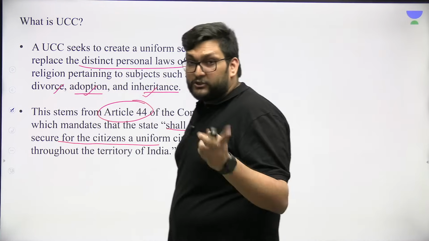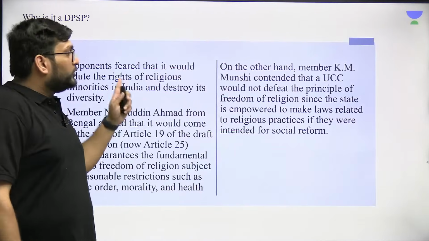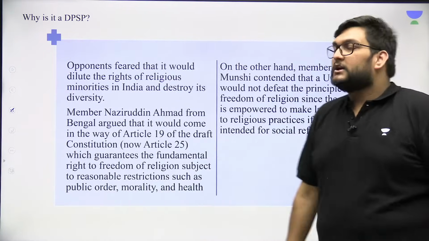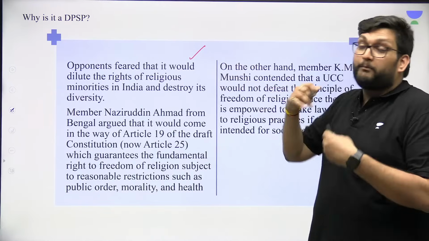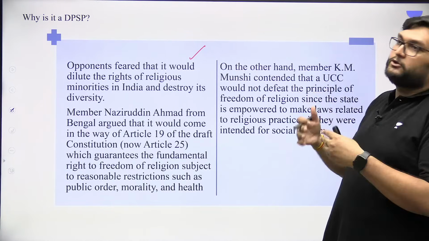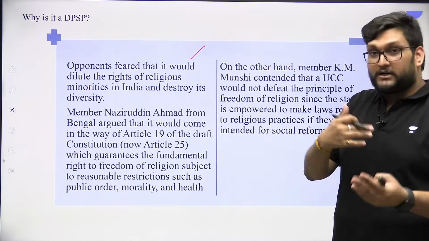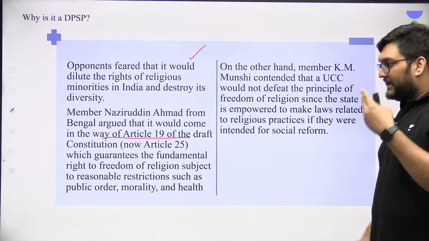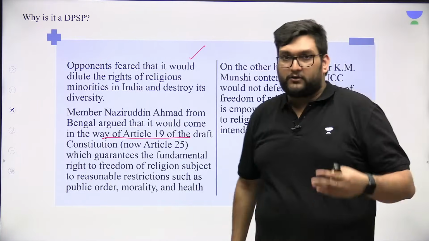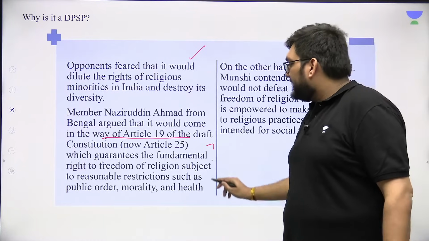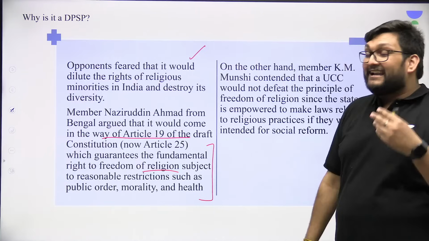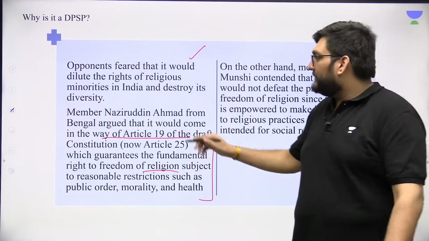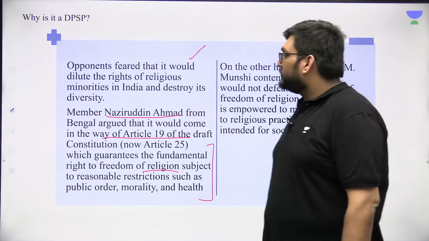Now, I want to discuss the origin of this and therefore I go to the debates which happened in the Constituent Assembly. So, one with the opponents in that regard who wanted it to be under DPSP and not under fundamental rights, they argued that it would violate the Article 25 today, Article 19 of the original Constitution, therefore taking away the freedom of religion and restricting the morality or the health of people. That was the argument given by members such as Nazaruddin Ahmad.